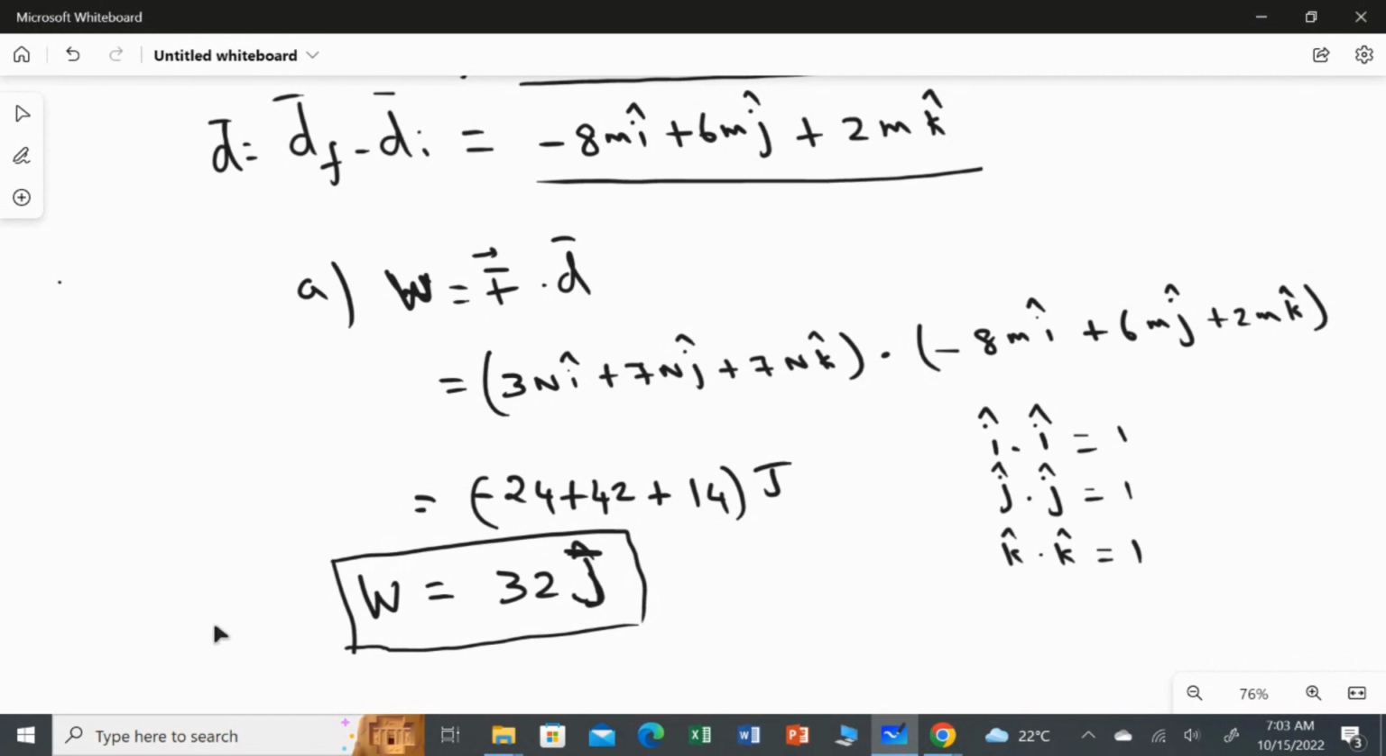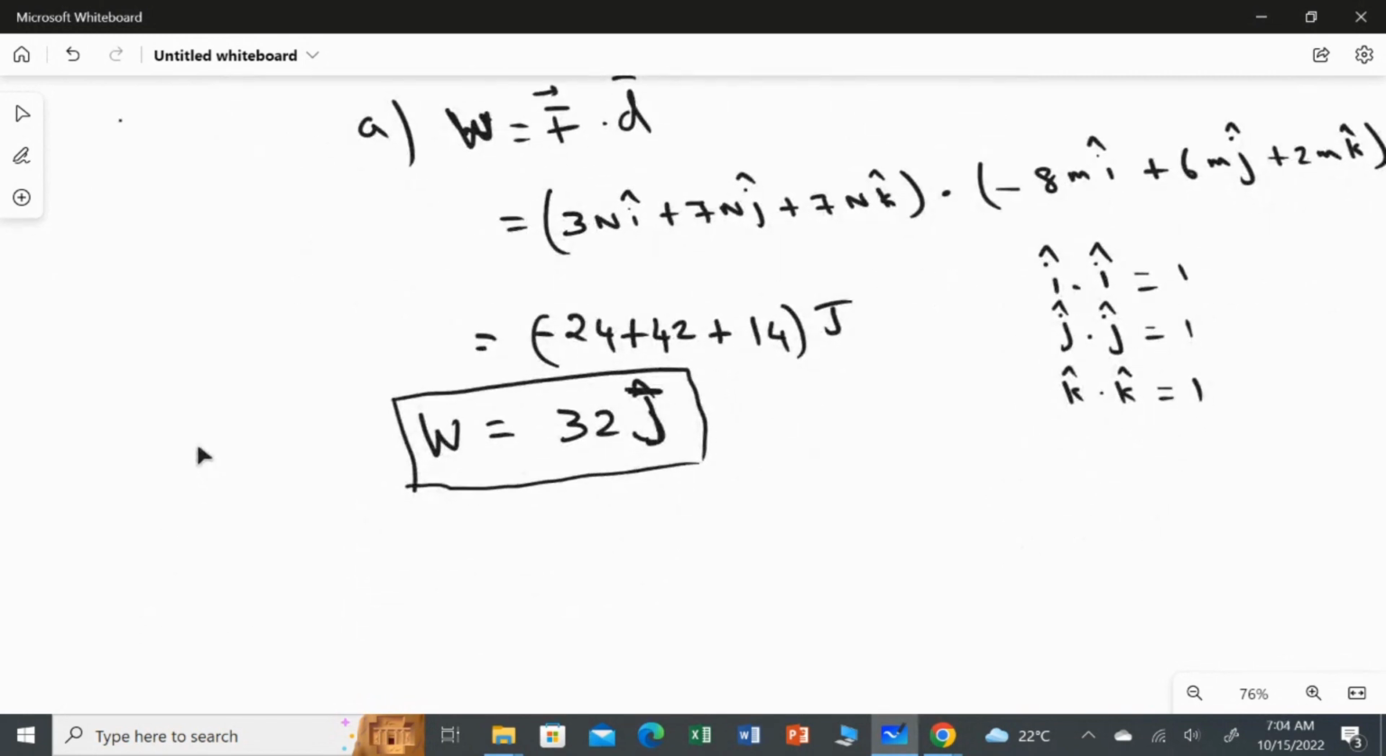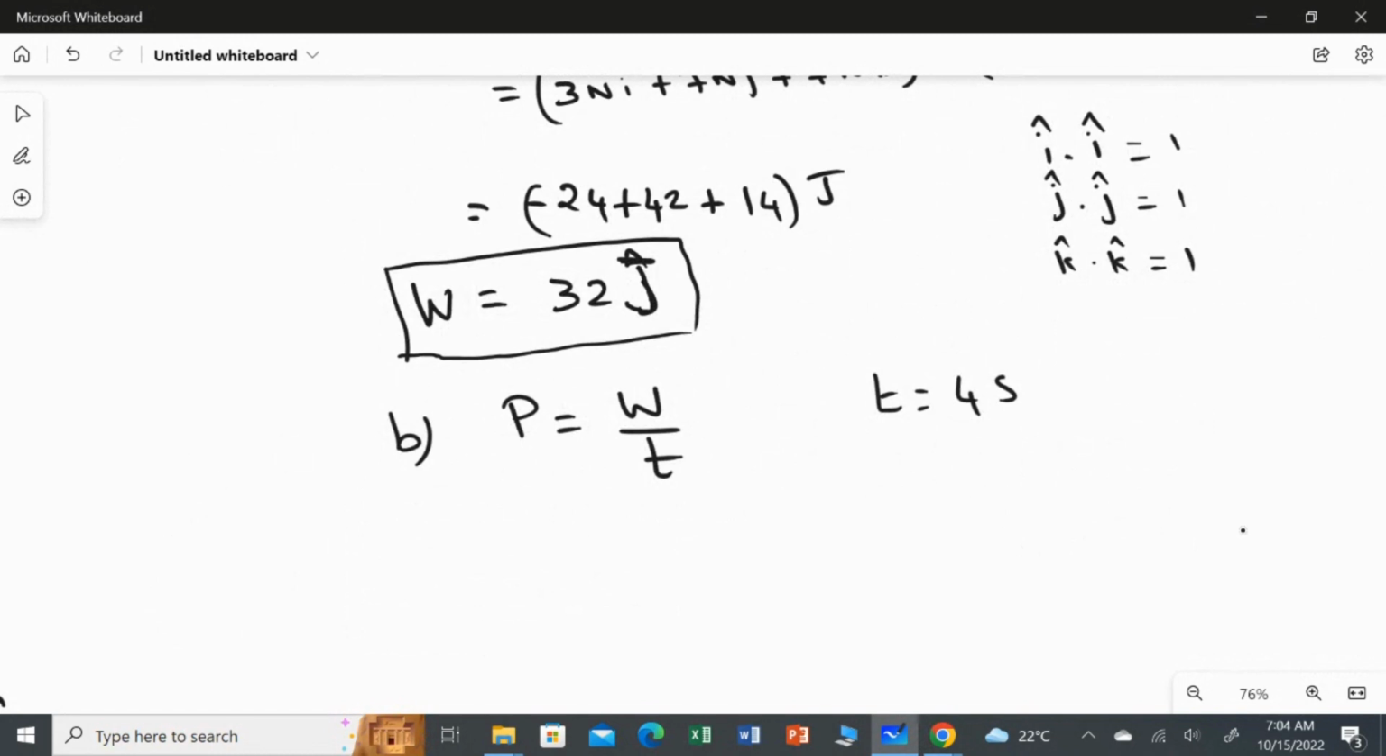Clear? In the second question, we have to find the power value for this answer. As we already studied the formula, power is equal to work over time, and the time they mentioned in the question is 4 seconds. And the work value I'm going to take from the first part. So what's the answer? 32 over 4. 32 divided by 4 gives you 8 exactly. So power is equal to 8, and the unit for power is watt. Clear?